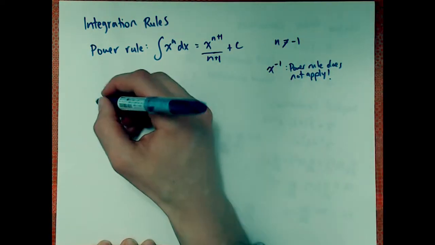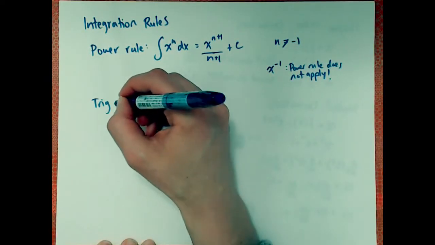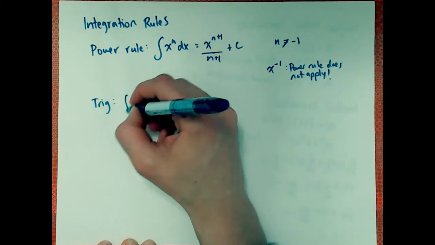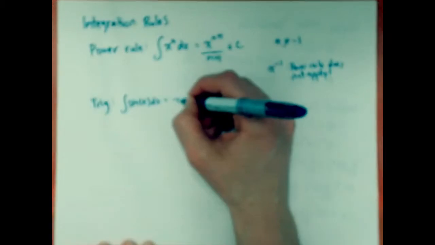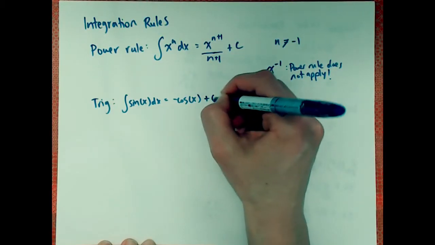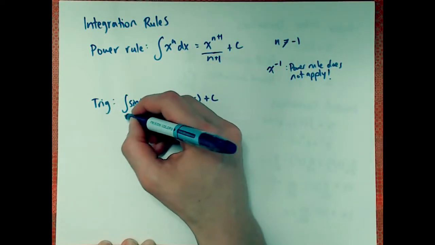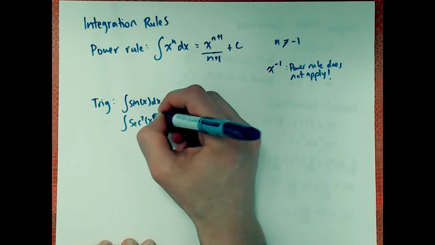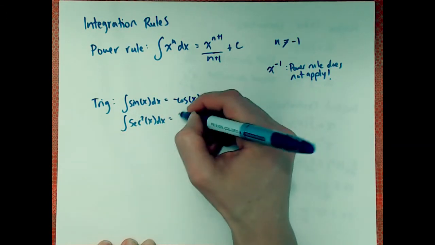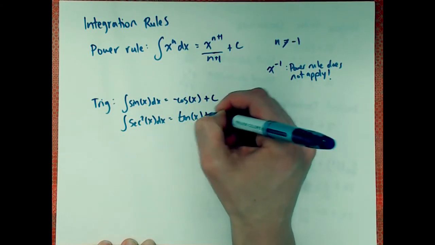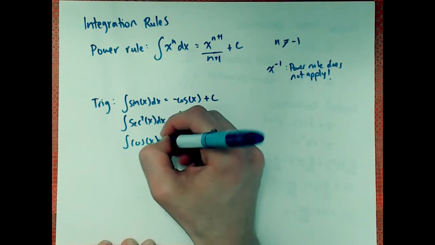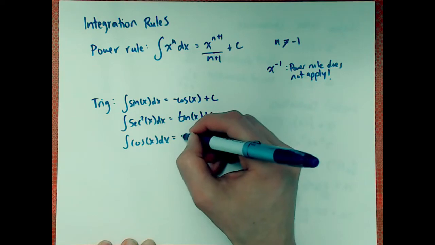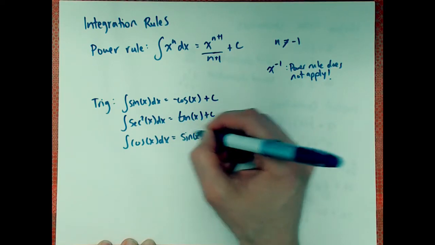For the trig rules, we have the integral of sine of x dx equals negative cos x plus c. The integral of sec squared x dx equals tan x plus c. And the integral of cos x dx is equal to sine x plus c.